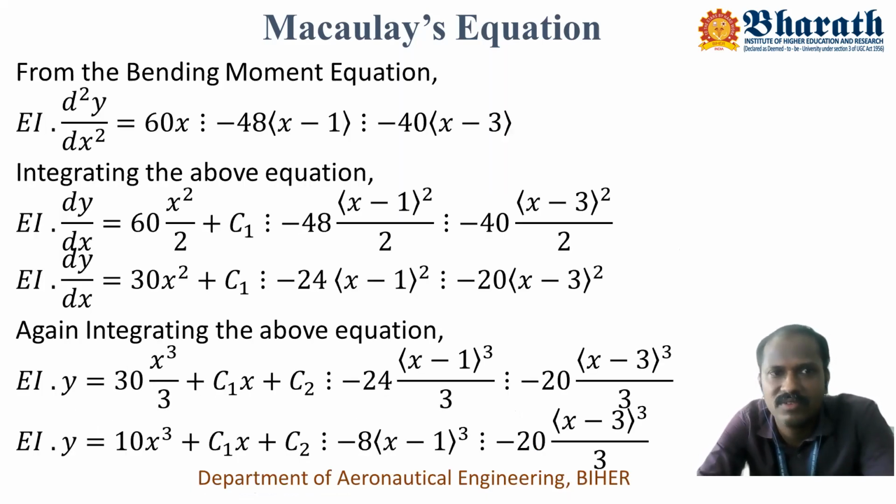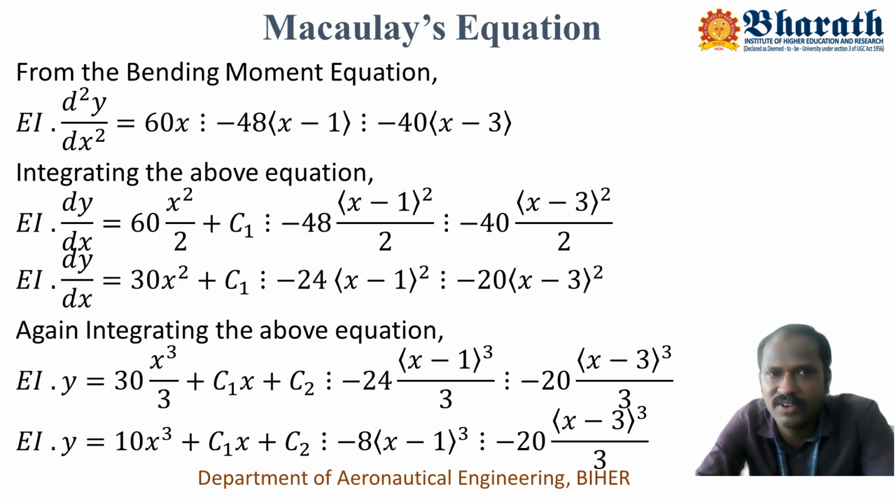Next, we are going to follow the concepts from the double integration method, where we will be integrating the bending moment equation 2 times, and we will be getting the slope equation as well as the deflection equation subsequently. And here you have to notice that during the integration process, we will be coming across the constants of integration. So here also we are going to get two constants, C1 and C2.